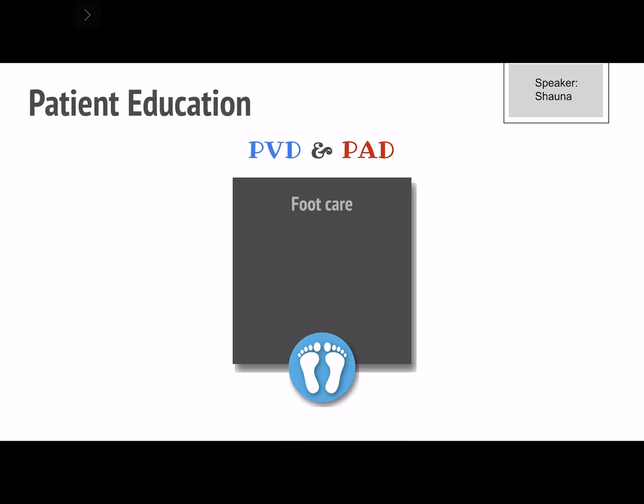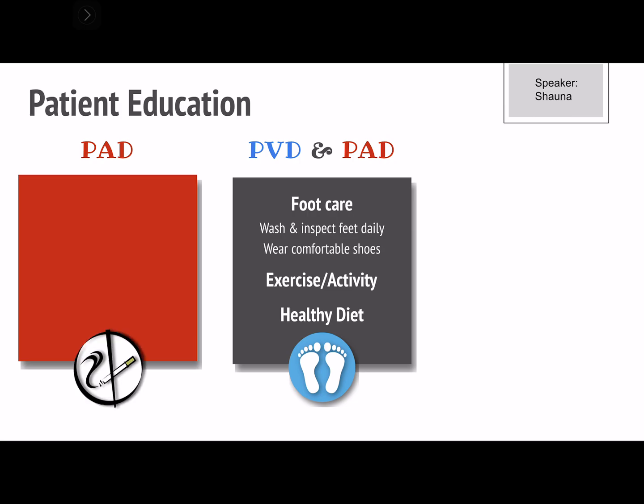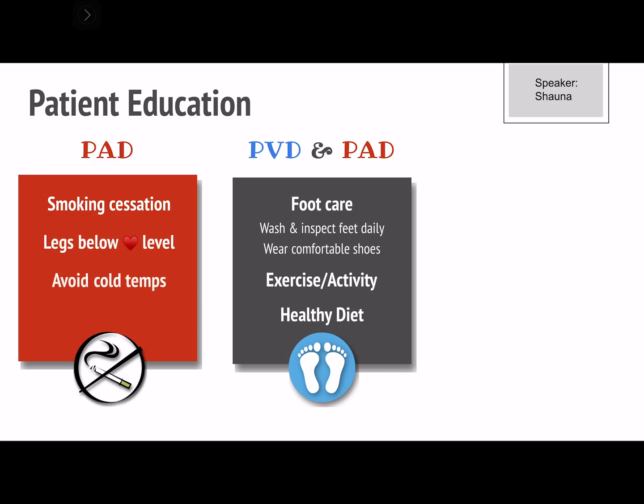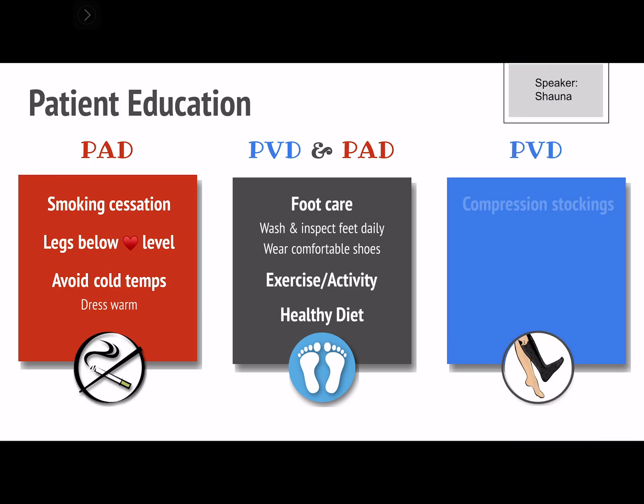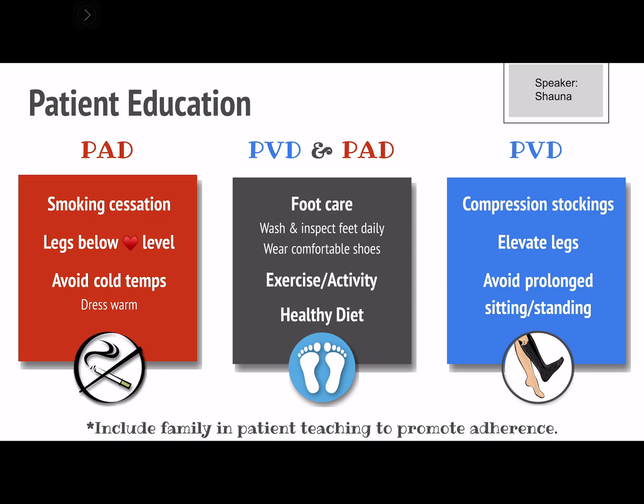Patient education may differ based upon the underlying disease of the patient. Foot care, exercise, and a healthy diet are important factors for both venous disease and arterial disease. In PAD, the patient and/or caregiver should be provided education for smoking cessation, avoiding elevation of the extremity, and avoiding cold temperatures to promote better tissue perfusion. In PVD, the nurse should provide education on ways to promote venous return to the heart, including wearing compression stockings, elevating the legs, and avoiding sitting or standing for too long. In both diseases, the nurse should include family in the teaching to promote adherence to the treatment plan.